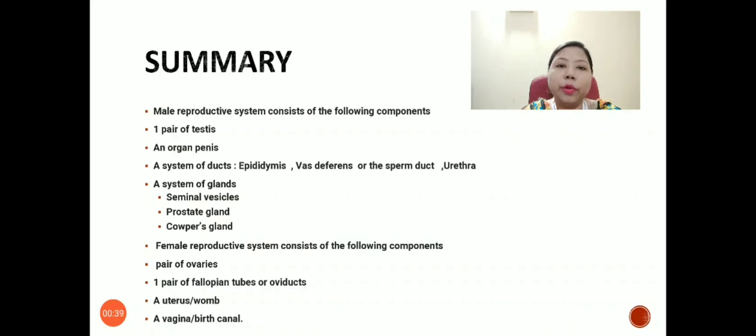In the female reproductive system, the following components are present, that is a pair of ovaries, one pair of fallopian tubes or oviducts, a uterus, and the vagina or the birth canal. So this is all for today's class.